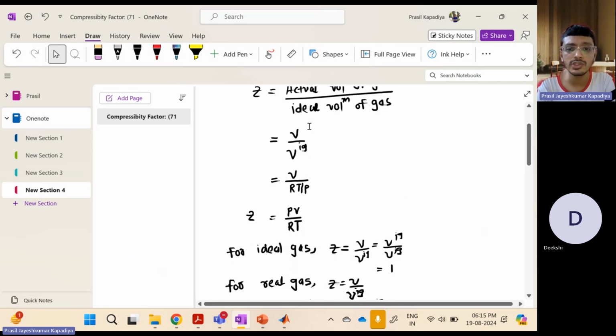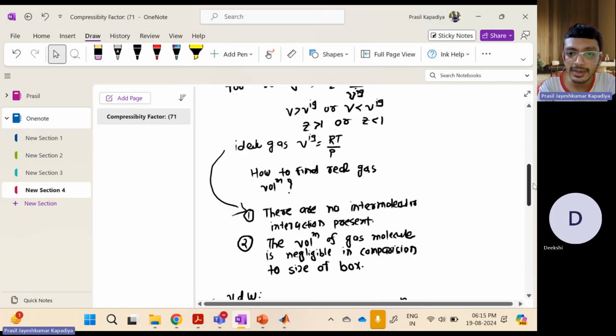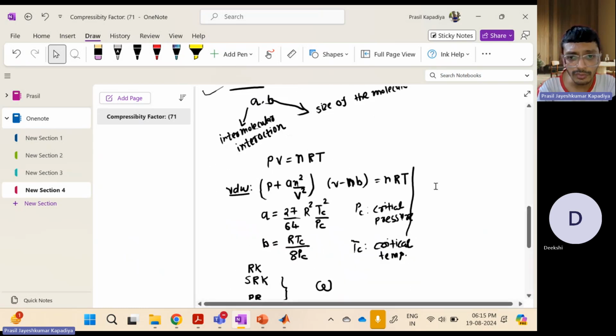So I need to find actual gas volume, and that can be calculated by solving this van der Waals equation. And for van der Waals equation, what do we need? We need input as pressure, temperature, R we know, N we will not bother right now. A and B also we know, 27 by 64 R square TC square by PC. So for that, TC and PC values are required. So we need to know all these values.